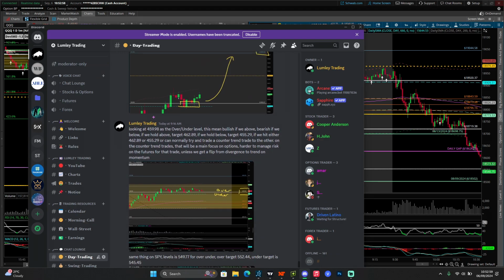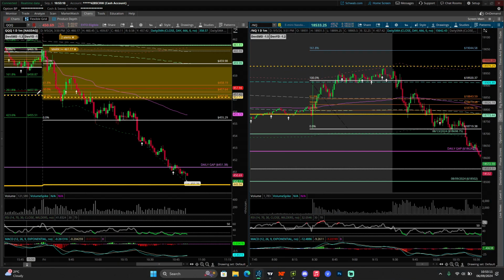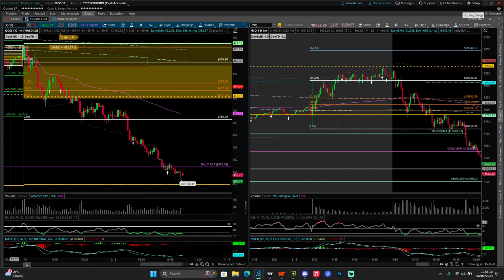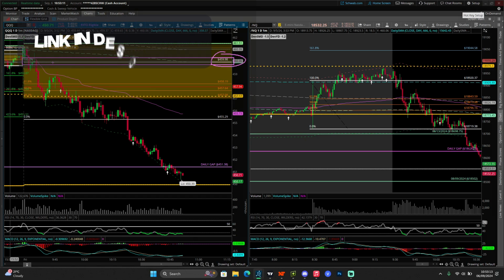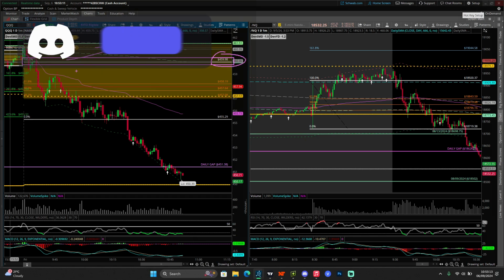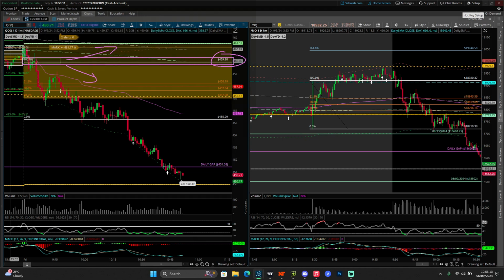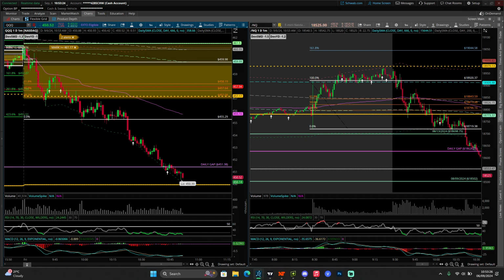Then at 9:16, we said we were looking at 459.98 as the over under level. This is on Qs, so we'll go over what this means. On Qs, that is this level here. What over under means is essentially if you're over this level, you're bullish. If you're below this level, you're bearish. This is normally going to be the key level of the day, and should give you a good sense of direction, if the market is going to be strong or weak.